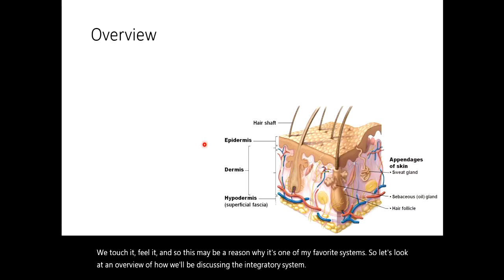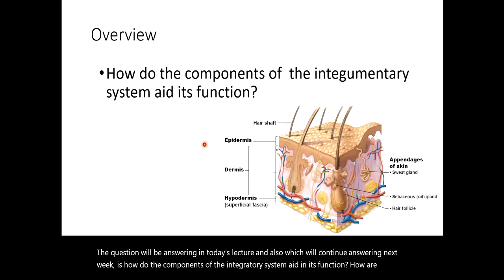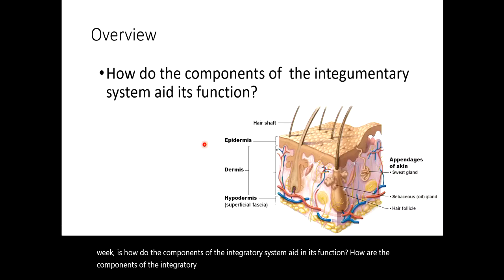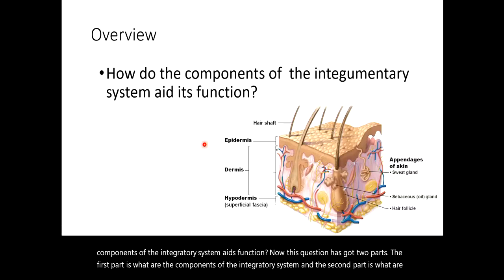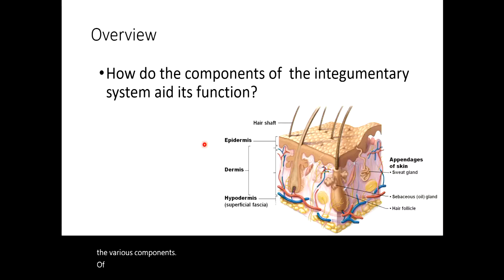The question we'll be answering in today's lecture, and also which we'll continue answering next week, is how do the components of the integumentary system aid in its function? How do the components of the integumentary system aid in its function? Now this question has got 2 parts, right? The first part is what are the components of the integumentary system, and the second part is what are the functions of the integumentary system, and we take these 2 parts and combine it to see how the various components of the integumentary system will help it to perform its various functions.